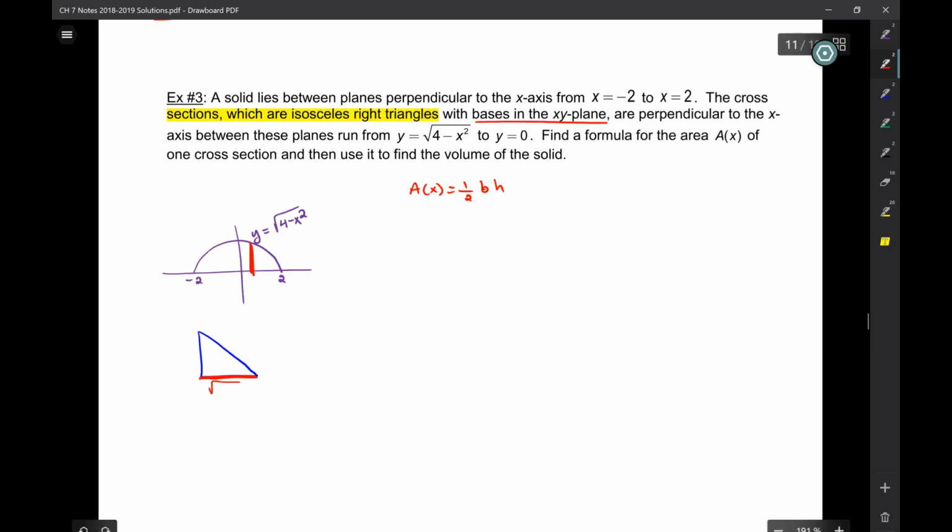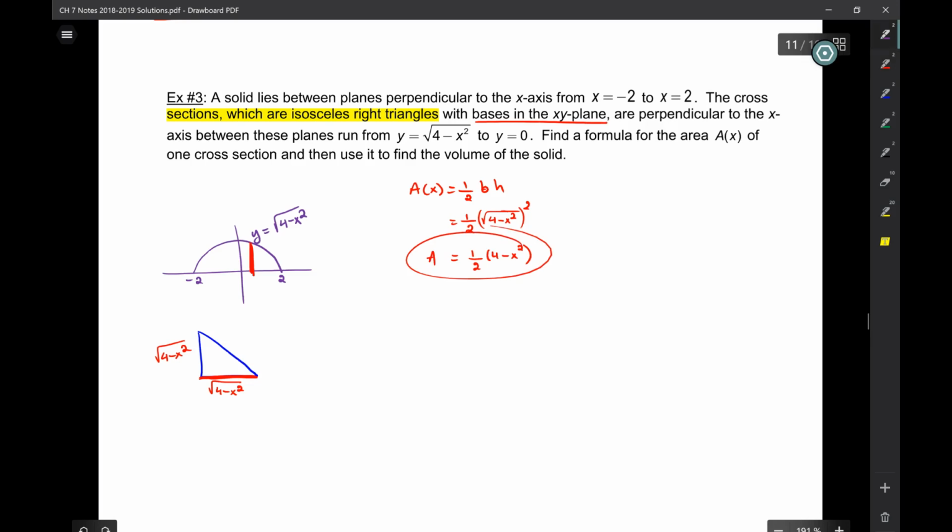Root 4 minus x squared. So how much is that? Root 4 minus x squared. So then this is half of root 4 minus x squared times root 4 minus x squared, so squared. So this is half of 4 minus x squared. So that's the area. Woohoo!